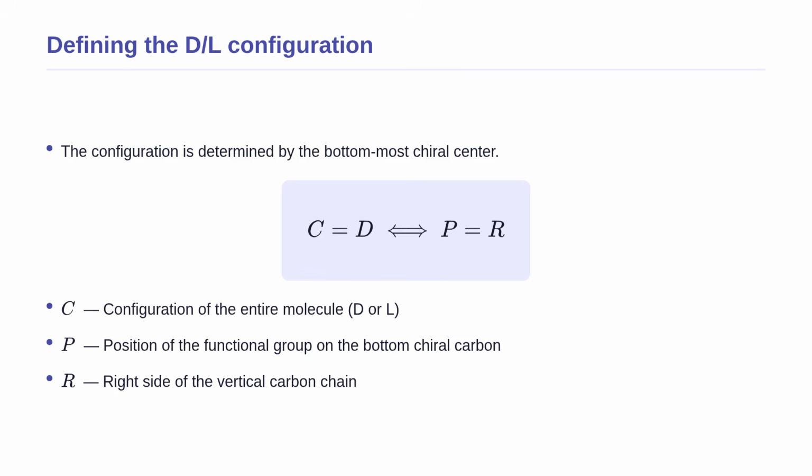If you physically swap the groups on that specific carbon from right to left, the entire designation flips from D to L. It is remarkable that in a massive molecule, just one specific carbon dictates the name of the whole structure.